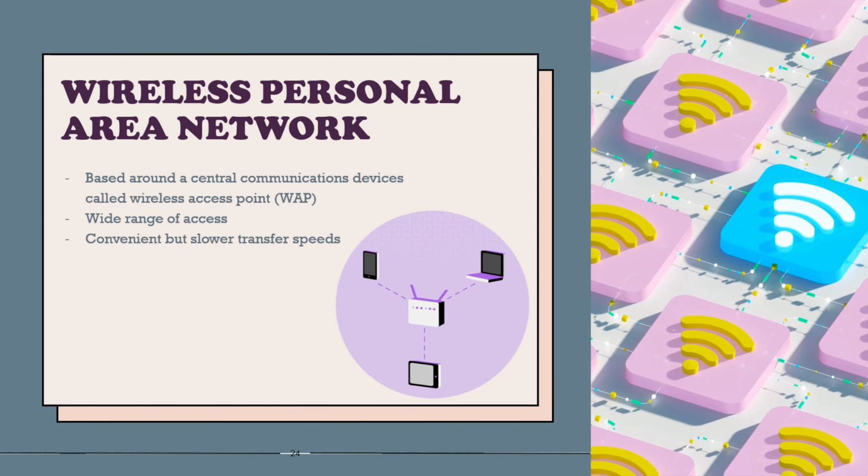For the wireless PAN, it's based around a central communication device called wireless access point (WAP). It has a wide range of access, very convenient, but the con is it has lower transfer speeds compared to wired PAN.